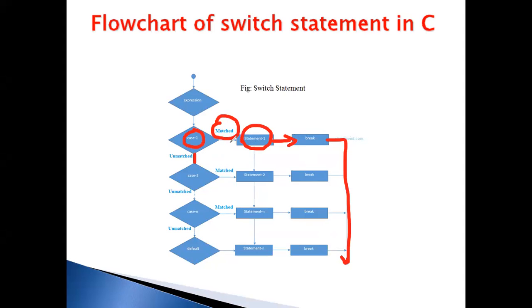if case 1 matches and it executes statement 1, then without a break the control will move on, it will test the next case, and if it does not match, it will go to the default. Then if that is not matched, it automatically exits from the loop. That is the case when you have not used the break statement.